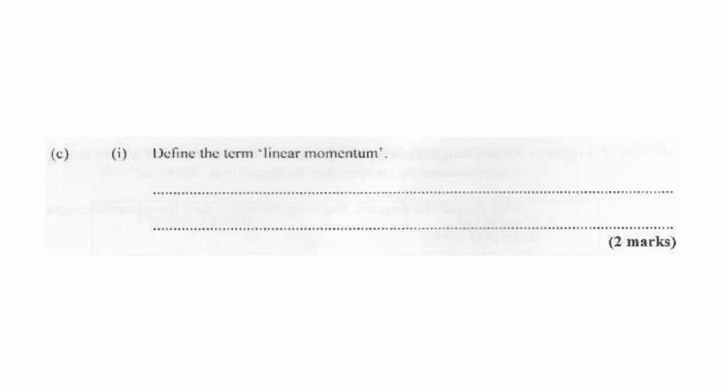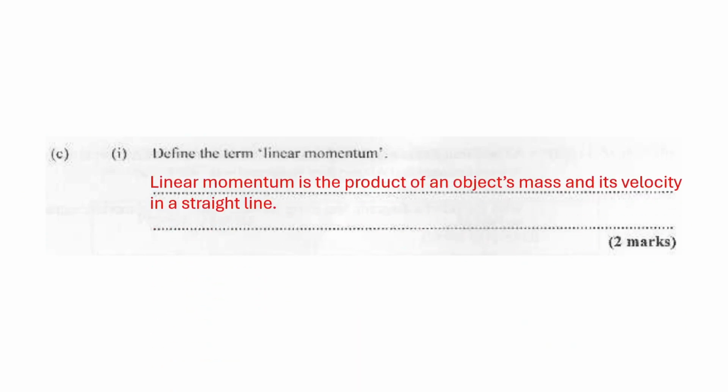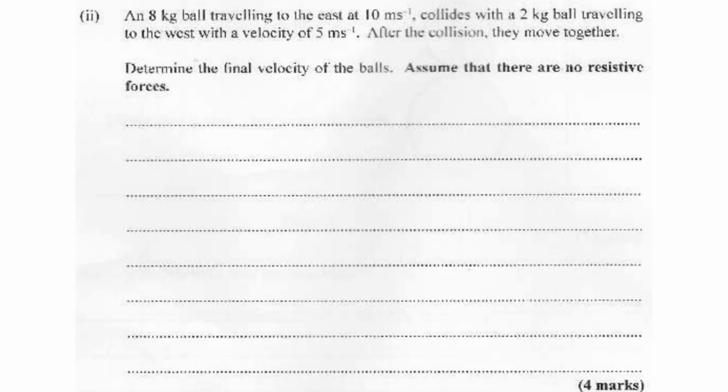Next, part C, part 1, define the term linear momentum for 2 marks. So linear momentum simply is the product of an object's mass and its velocity in a straight line. That's where linear comes in, right? Linear meaning in a straight line.